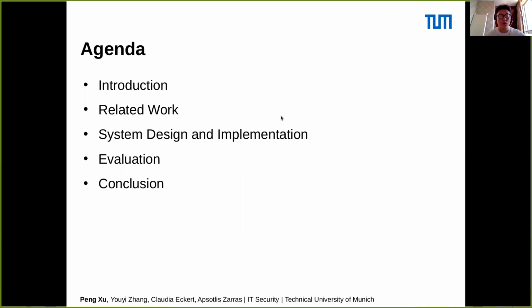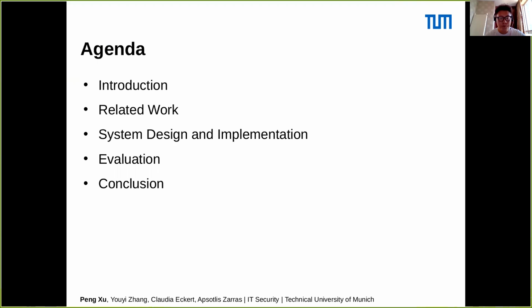The agenda of our presentation includes the introduction. In this part, we will talk about our motivation and also our contribution, of course. Then in the second section, we talk about the related work. Here we will talk about the different directions in the malware detection field and also the advantages and disadvantages. Of course, we also include the difference between our work and the related works.